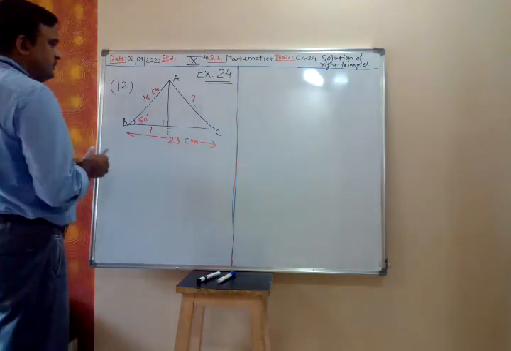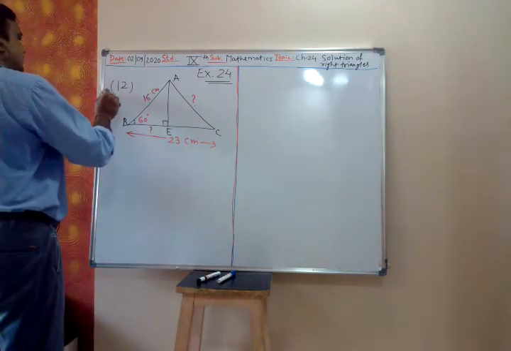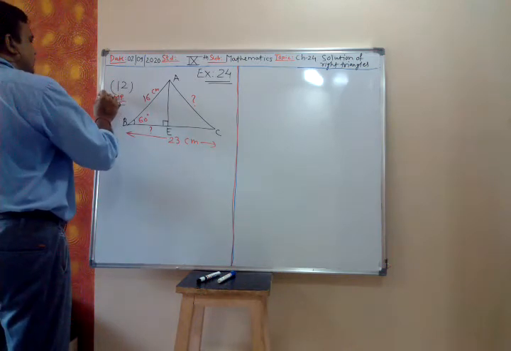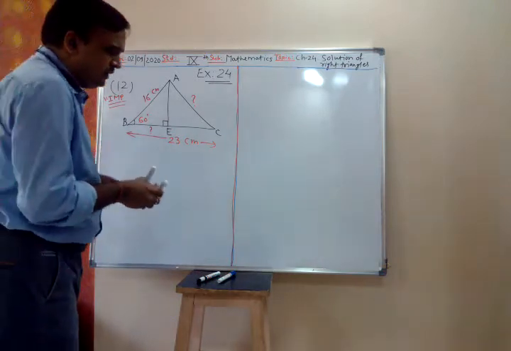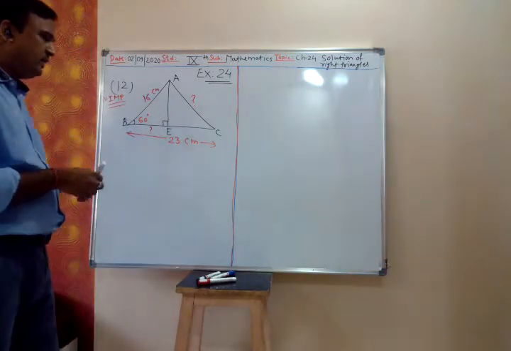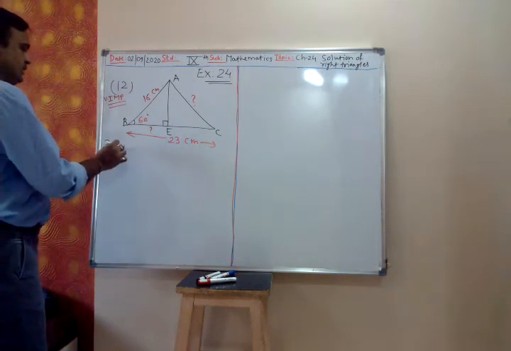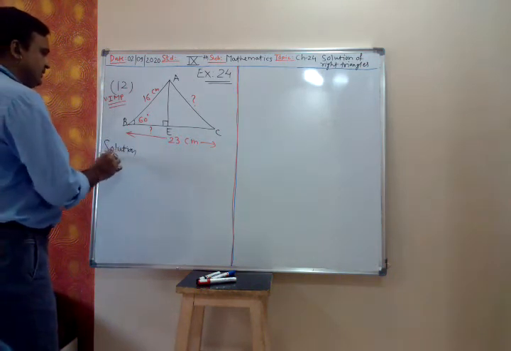The 12th type of problem is important, because next year you will be using this type of problem in the height and distance formula. Height and distance. So let us solve this. We are given the triangle ABC.